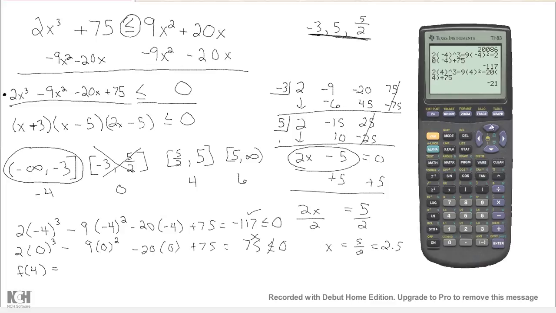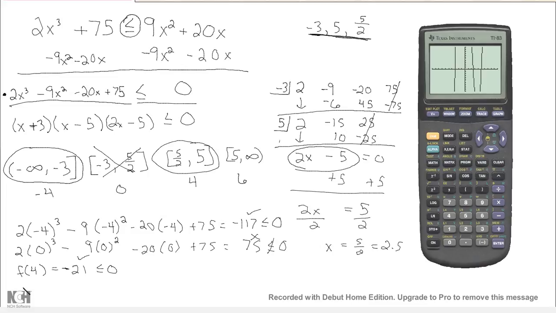This time I get negative 21, which is less than or equal to 0. So this interval works. And again, the graph showed us that. We can always go back to the graph and check. Right there, my lower part. And then from 5 onward, I'm above, so this one shouldn't work.